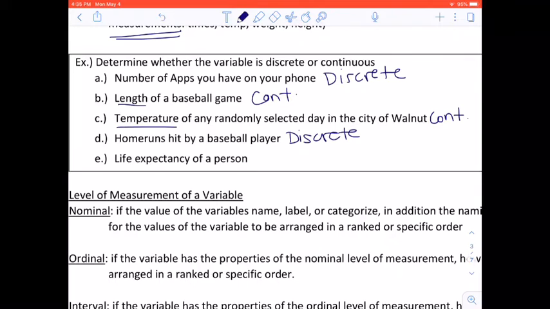Life expectancy of a person, this would be by age. And age, again, you're not exactly 20 years old. You have months and days and minutes and seconds and so forth. And this is continuous.